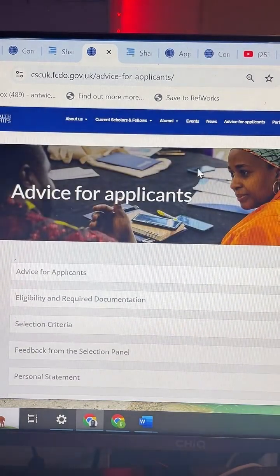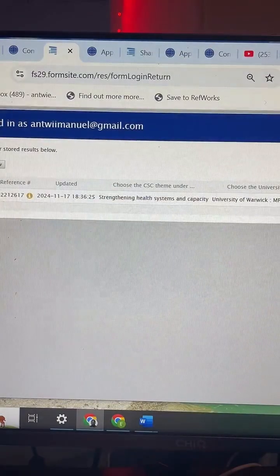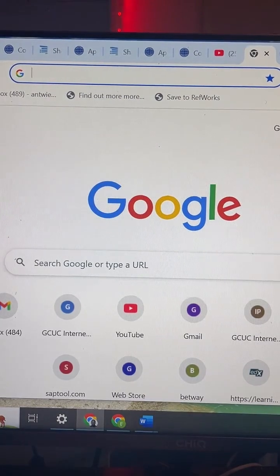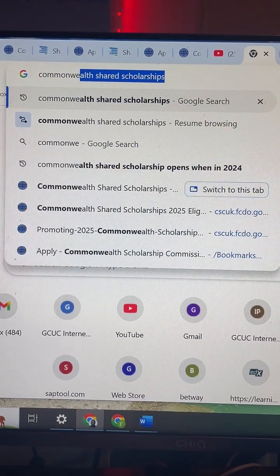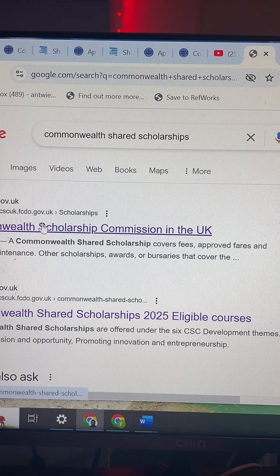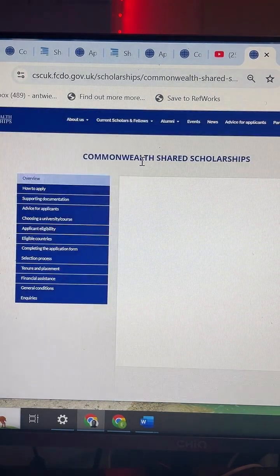So those are some of the important points, just from searching on Google. Let me see if I can show. So just by searching Commonwealth Shared Scholarships, when I click on apply, it always asks me to choose my country and sends me to the other list of Commonwealth. And so you need to go to this website instead.